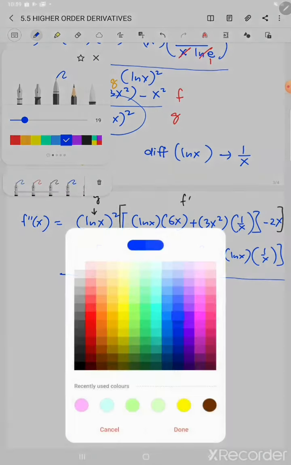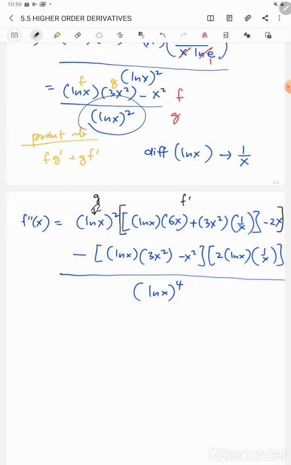I hope you understand. It's quite complicated, where we have to apply the quotient rule, and inside the quotient we have the product rule. This one is g f prime, and this part is f g prime. So I hope you understand.